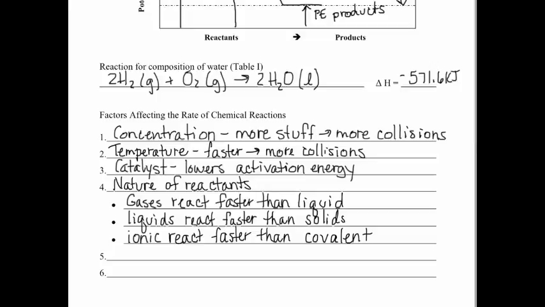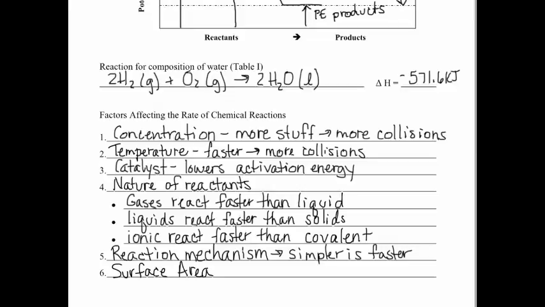The next one is the reaction mechanism, and by that I mean what has to happen in order for the reaction to occur. Sometimes multiple steps have to happen in order for the reaction to go to completion. So the simpler the reaction, the faster it'll happen. If there's multiple intermediate reactions, it's going to take a little longer. And then the last one we're going to talk about is something you've probably covered before in other courses, and that's surface area.